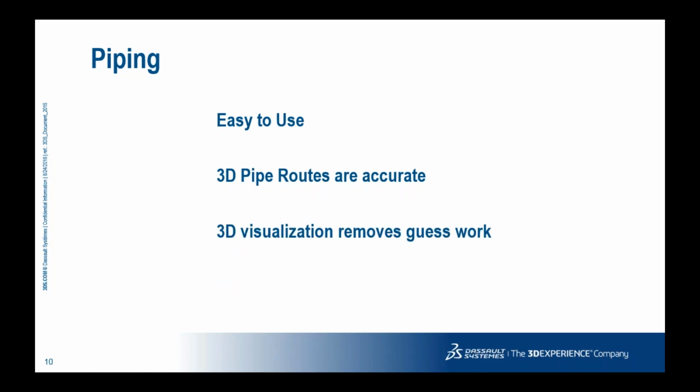So let's spend a moment and come back to what we just saw and what some of the benefits are. Well, with piping, one of the things you had to see was how easy this actually is to use. One of the things too is that 3D pipe routes are incredibly accurate. All the cut lengths for the pipes are known and captured, and you're going to see this information fall out in the drawing. And of course, 3D visualization removes a lot of the guesswork, just like when I corrected some of the interference that you saw earlier.